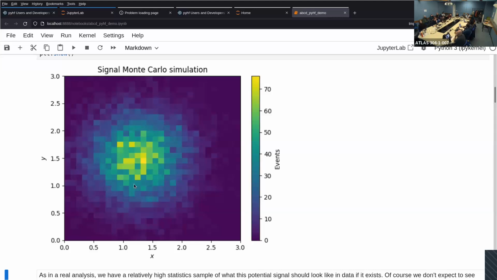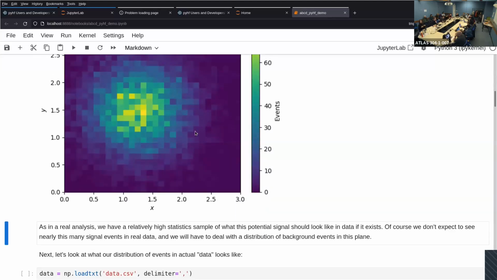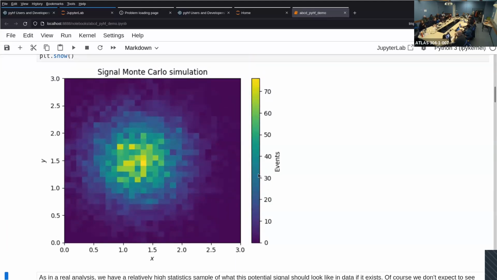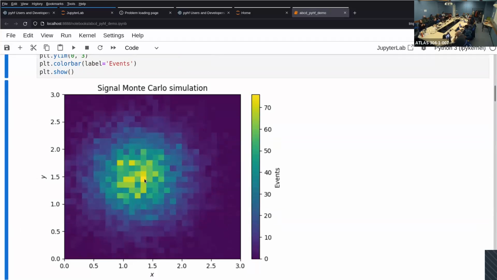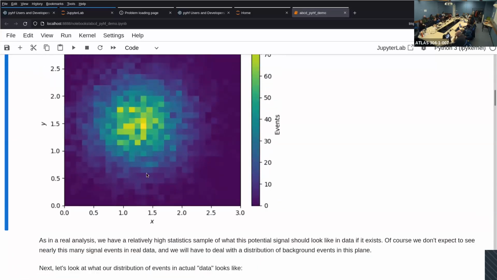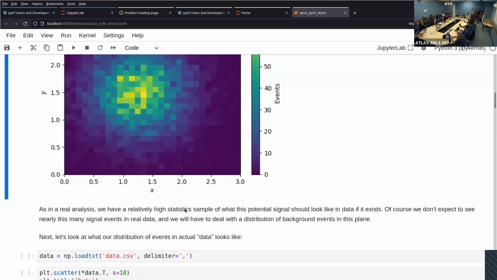But the important thing is that these are uncorrelated in background. It doesn't have to be uncorrelated in signal. In this case, it is, but we want to make sure that we have some observable that we can use to discriminate signal versus background. And so, as you have in a real analysis, you have a high statistics Monte Carlo signal sample where we can really understand where the signal is, but we won't have these statistics in the actual data.